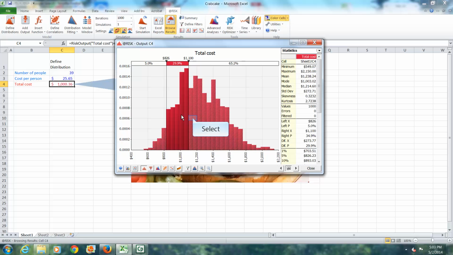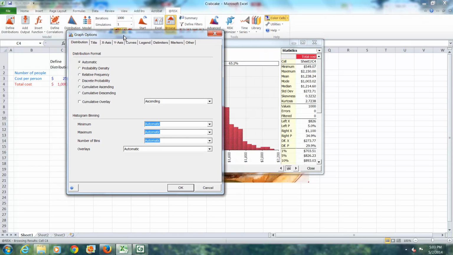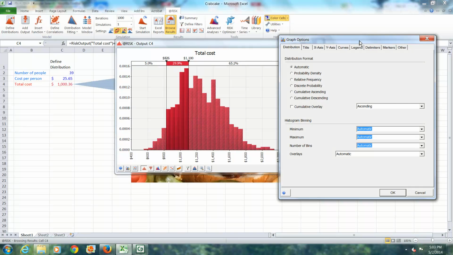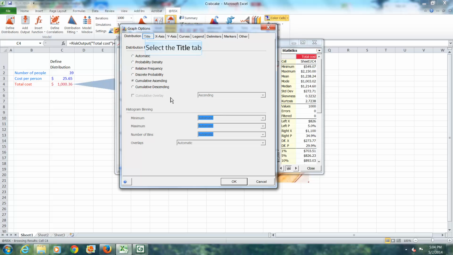If I do a right mouse click, I see graph options comes up. And if I select graph options, we're going to see more options than we're going to look at right now. All I want you to know is that this exists. There are a number of tabs here. You can change the look of the distribution. That we will do. We'll change it from the probability density function that we're looking at to a cumulative ascending curve. And you see that takes the very same data and graphs it quite differently, dramatically different. We'll learn about this as we go through the program. Right now, we're just learning how to work the software.